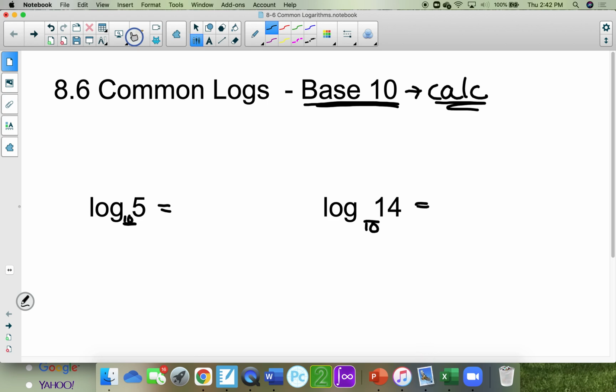Over on the left-hand side, you should be able to see the LOG button. So hit the LOG button, hit the 5, and put a parenthesis after it. You get 0.699, so go out to 3 decimal places. Try it again. Hit the log button, hit 14, finish the parentheses. 1.146. So that's the first part. It's just knowing that your calculator has a log button on there, and that your calculator only works in base 10.